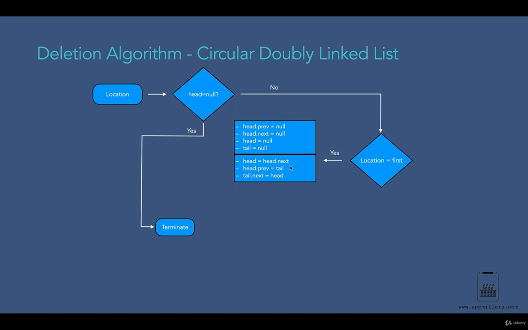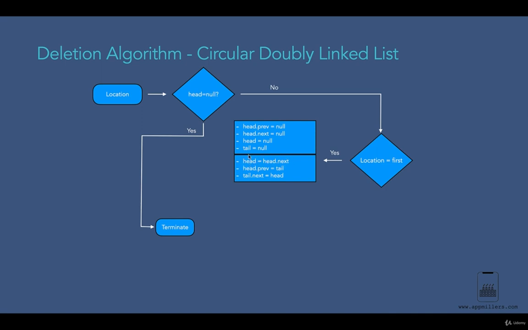Now the next case is in which we have more than one node in our CircularDoublyLinkedList. If we are deleting the first node, this means that head has to point to the node that comes after this node, the previous reference of the next node has to point to the last node, and the last node's next reference has to point to this node. So here I'm going to set head to head.next. This means that in head.next we have the second node's reference.